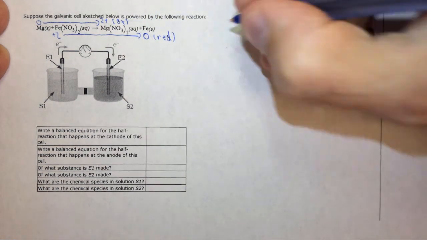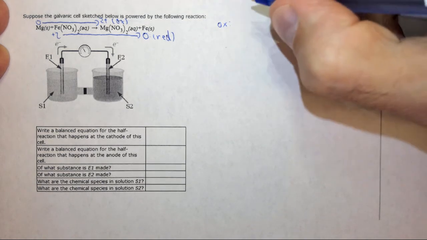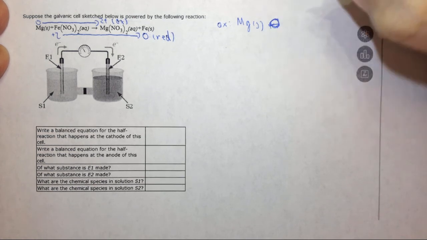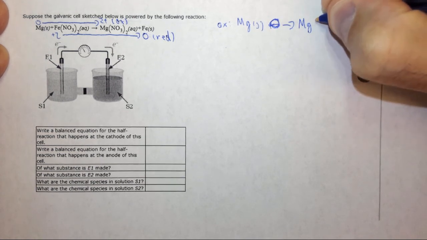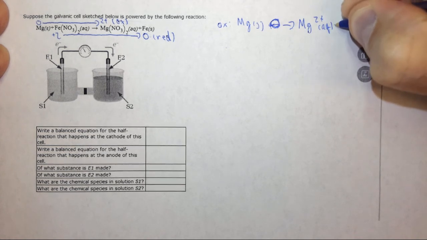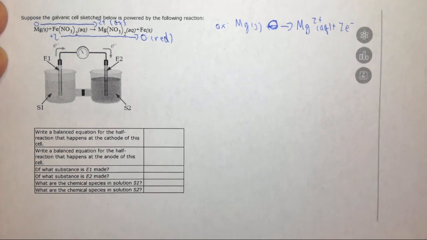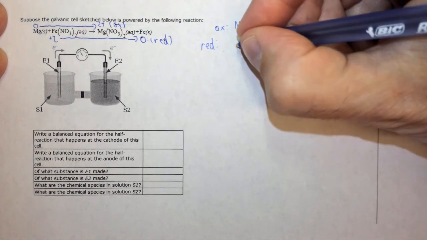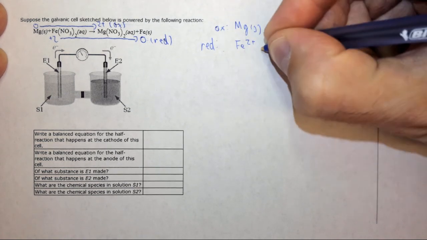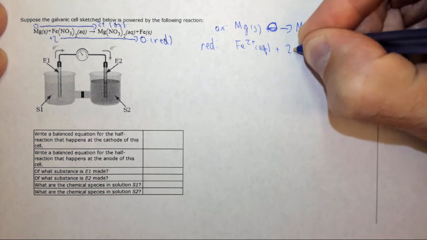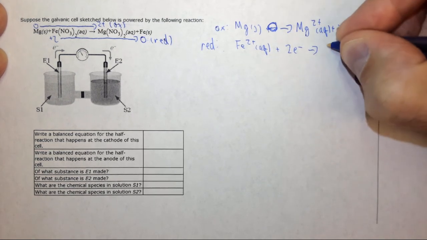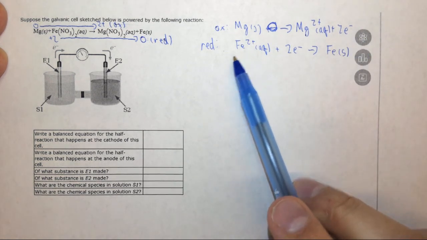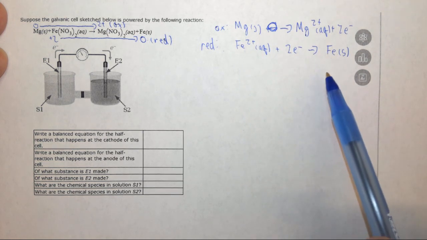So if we were to write the half reactions, the oxidation half reaction is magnesium solid yields magnesium 2 plus aqueous plus 2 electrons. And if we were to write the reduction half reaction, we would have Fe2 plus aqueous plus 2 electrons yields Fe solid. So magnesium is giving up the electrons, and iron 2 plus is gaining those 2 electrons.